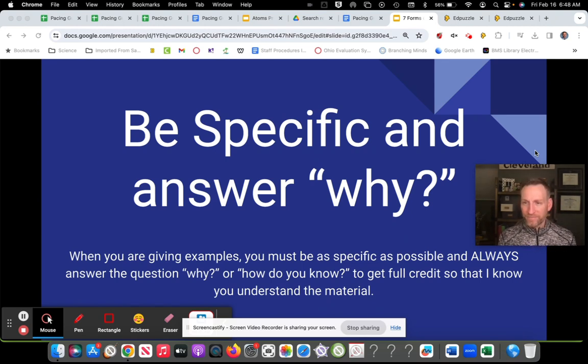Okay. So if we're talking about electromagnetic energy, which is light energy, you could say that an example is a light bulb. And I would be like, okay, that makes sense. But you're going to have to explain why that is a good example of electromagnetic energy. It would just be a simple explanation: a light bulb is an example of electromagnetic energy because it produces visible light. Done.